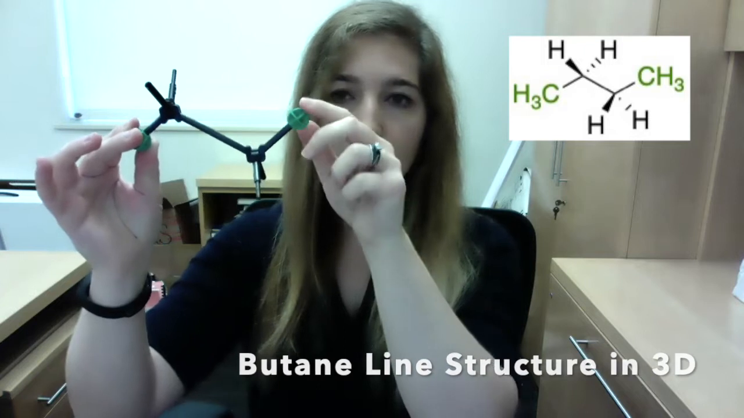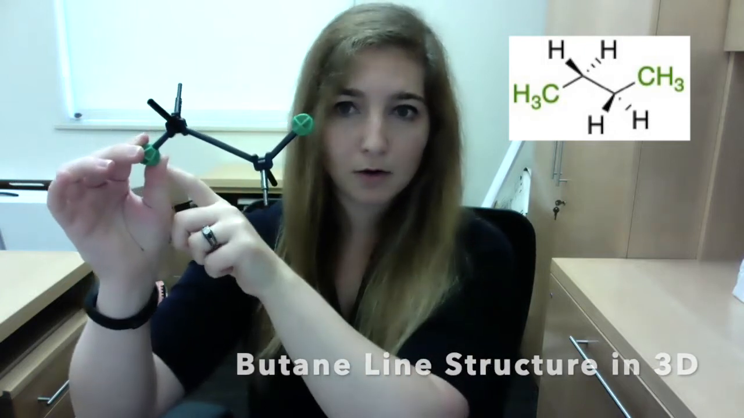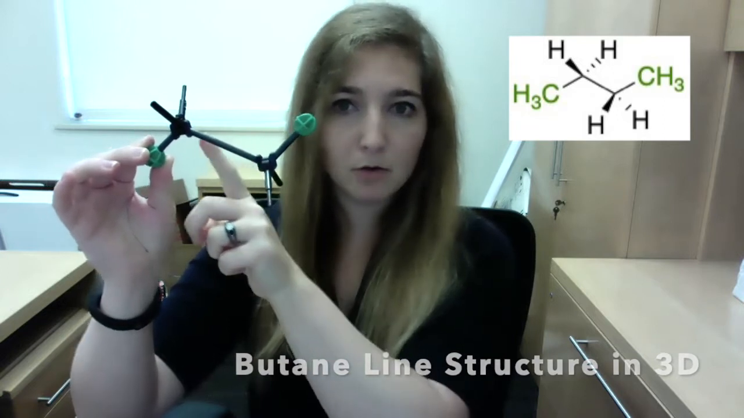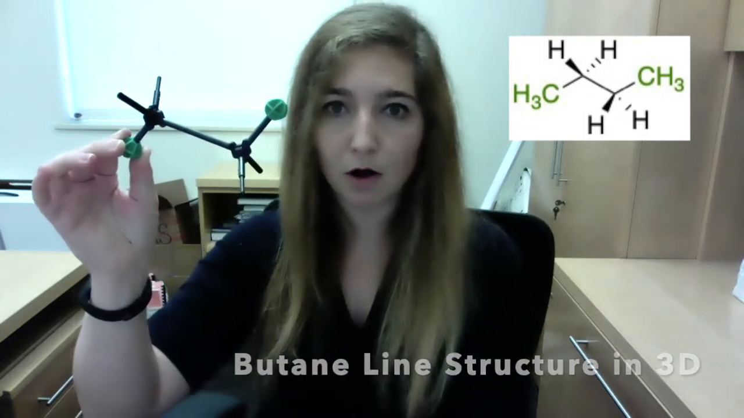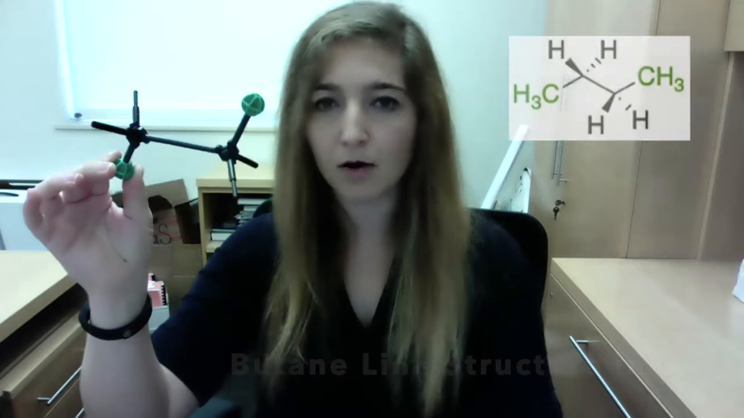So this would be one of the carbons. This is the second carbon, third carbon, fourth carbon. We want to look down this middle bond between the second and third carbons. And so that's what we're going to do. That's how we're going to see those CH3 groups getting close to each other, farther apart, things like that.